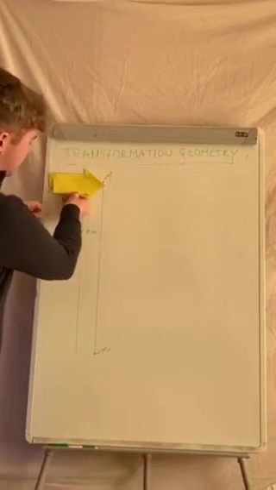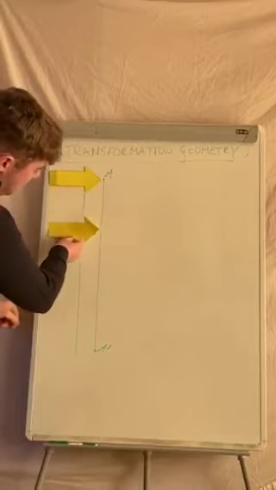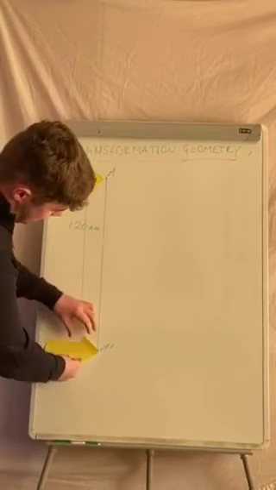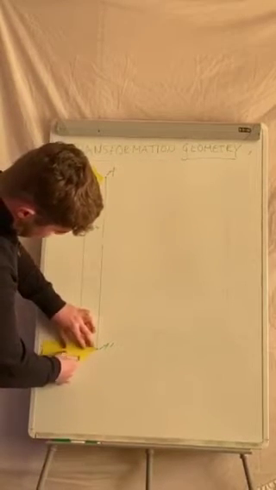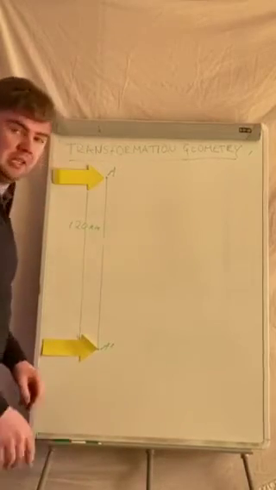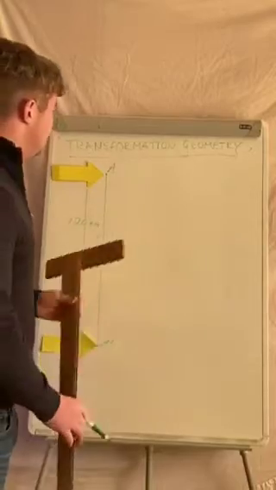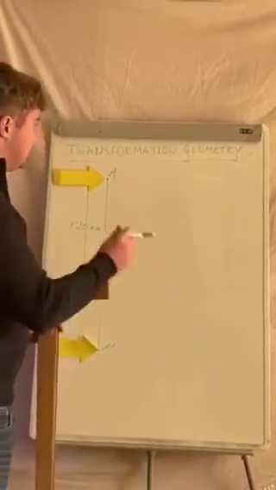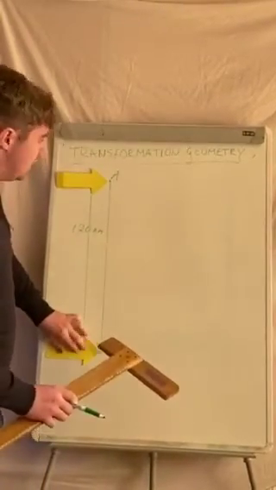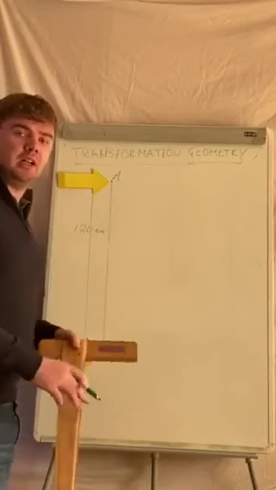So this is how our shape will translate. It will basically come down as far as point A, and that is our translation. The next part of the transformation geometry exercise is axial symmetry. For axial symmetry, we need a line of symmetry.